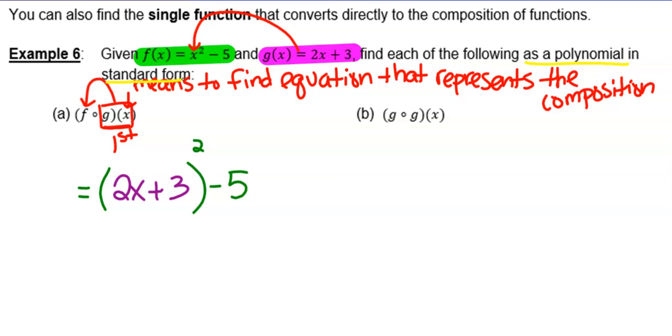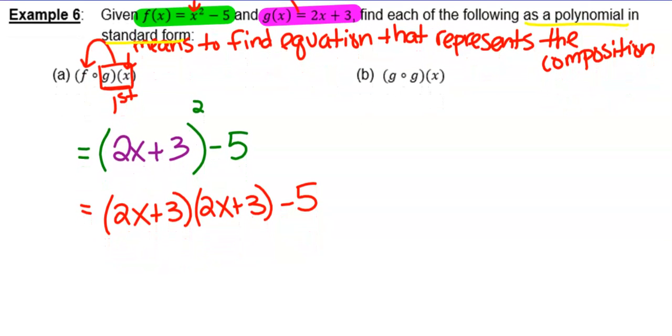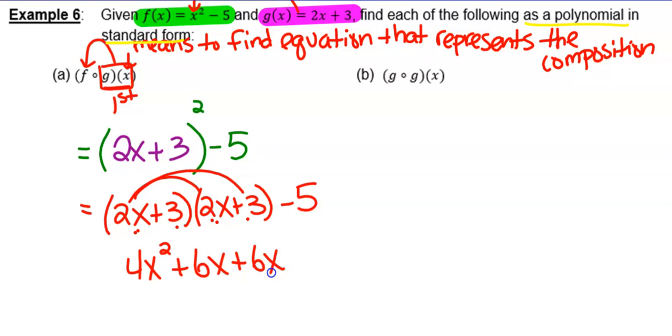So how do we undo 2x plus 3 squared minus 5? Well, we're going to do power 2 first, which means that there are 2 of them. I have to multiply by distributing, double distributing. So 2x times 2x is 4x squared. 2x times 3 is 6x. 3 times 2x is 6x. And 3 times 3 is 9. And then we have the minus 5 still.